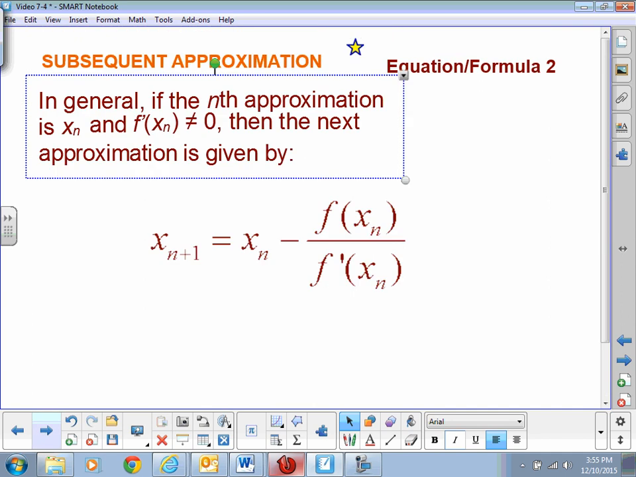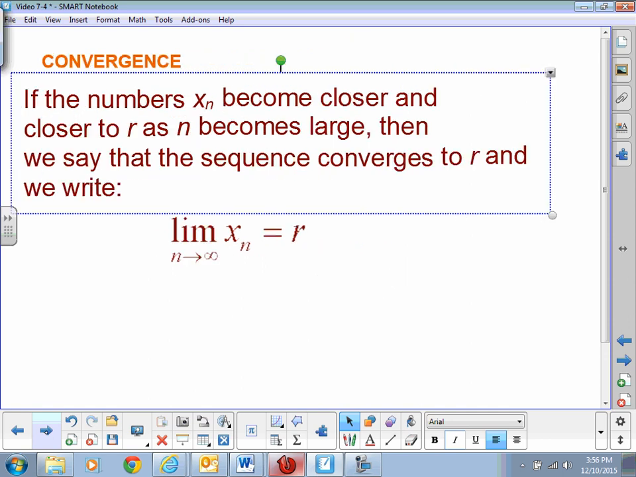So in general, if we want to find the next approximation, we just take the previous approximation, subtract the y value of that previous approximation over the slope, which is really the derivative at that previous approximation. We will use this idea to set up our calculator to find this for us pretty easily. As our number of approximations becomes large, we should eventually approach that root. So a limit is saying, what are we getting close to? We should get close to that root.